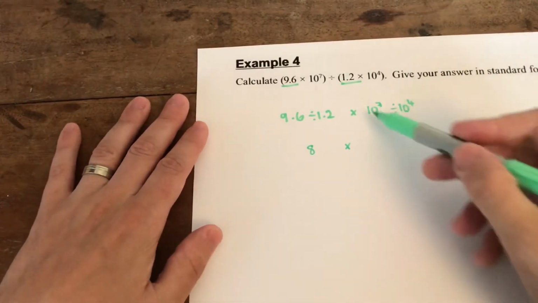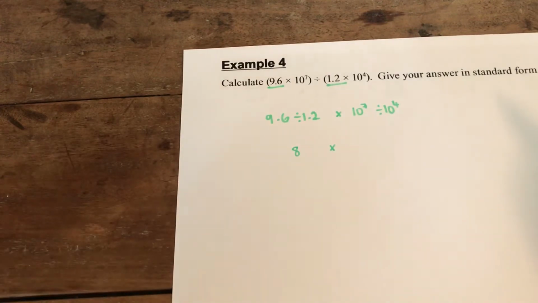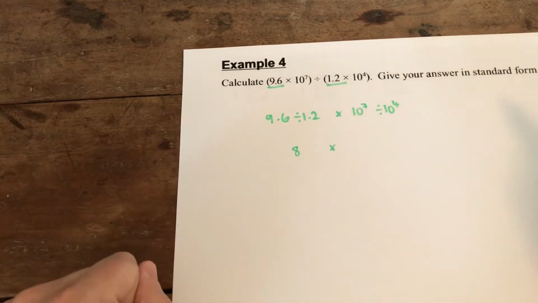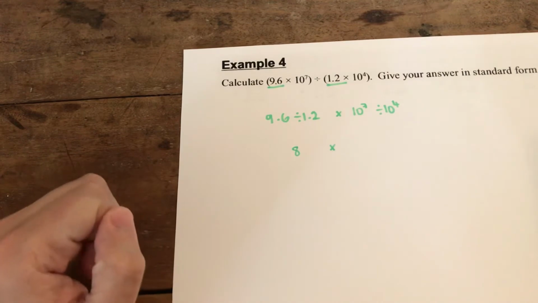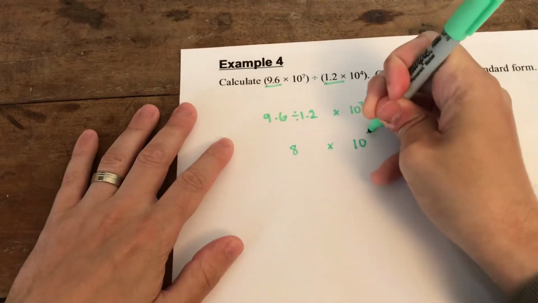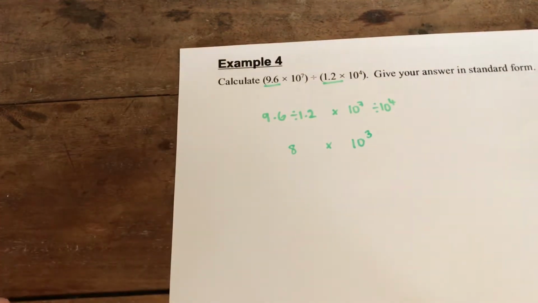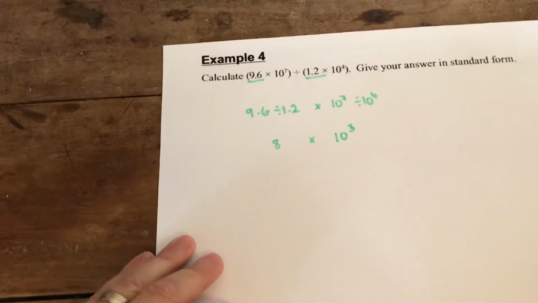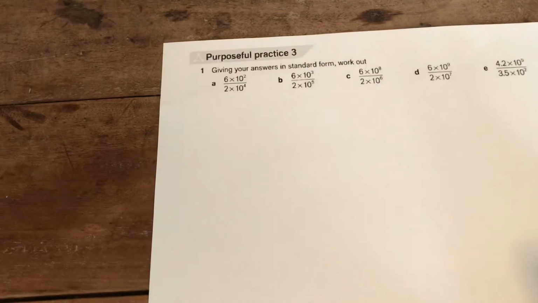And then when I'm multiplying numbers together, the indices get added. So when I divide them, the indices, the powers, get subtracted. So it becomes 10 to the power of 3. And that's all I've got to do in terms of this. I'm going to show you a couple of other examples of this.